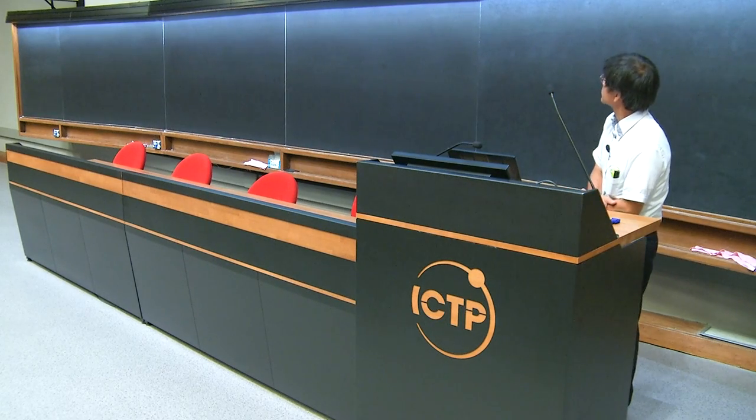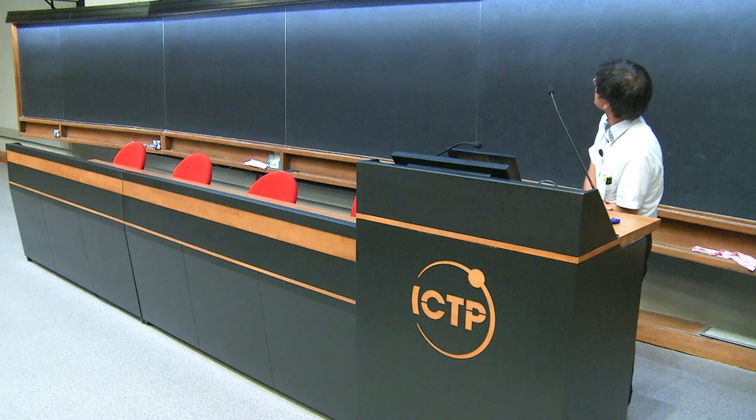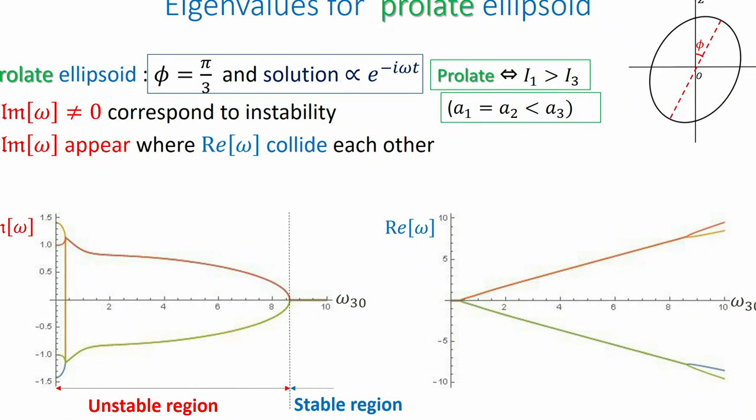And this is a relation between the real part of frequency and the imaginary part. And this is a critical point. And yes, this is a case of 60 degrees of tilting angle. And when the rotating speed is slower than this value, where the two eigenvalues degenerate, then instability starts. Again, another bifurcation occurs for very small values.